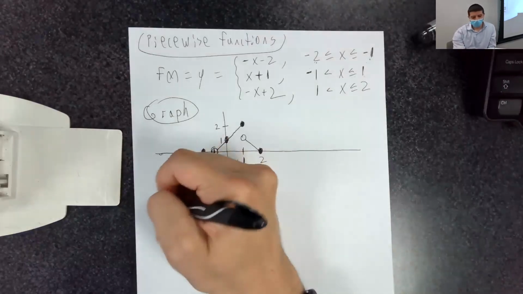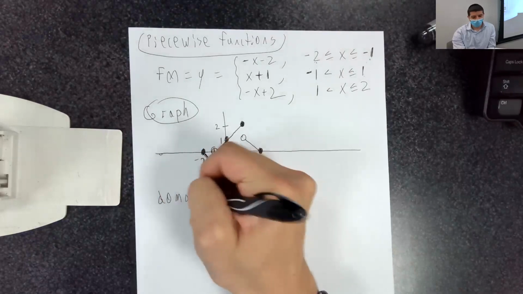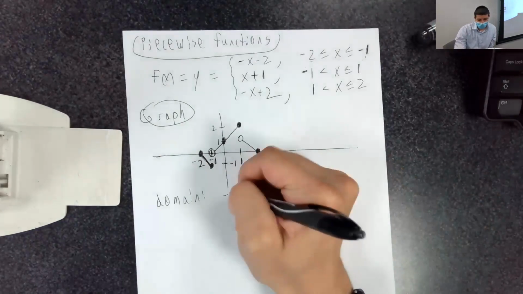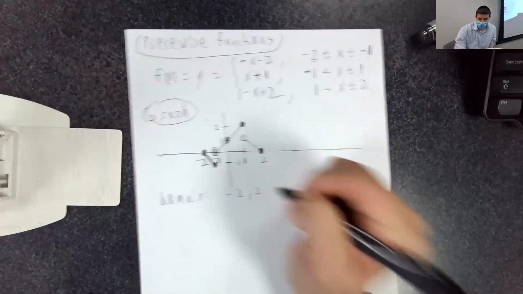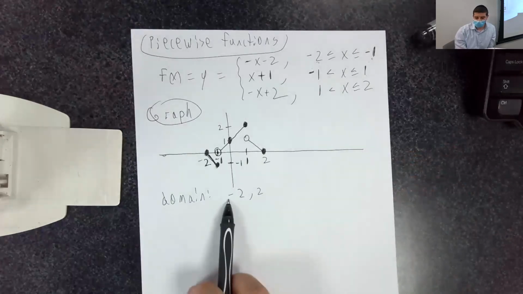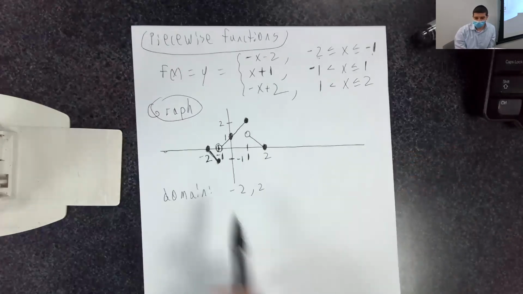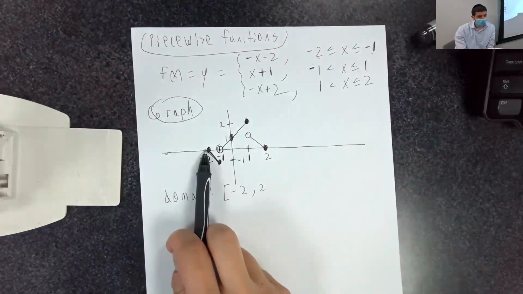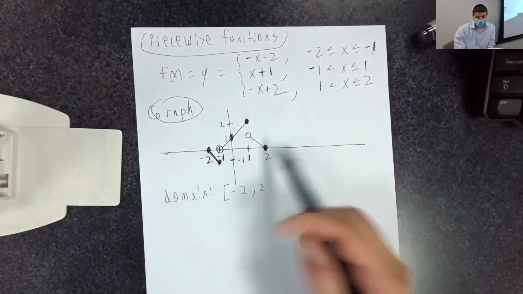Who can see what's the domain? Now, remember, the domain are all the x values that are getting plugged into this function. You can see which, Matthew, what is it? -2, 2. -2 to 2, good. And Sheriff, you were saying something? Would you put a closed bracket or an open? Closed. Yeah, how do we know it's closed? Because -2 is included, and then 2 is included.